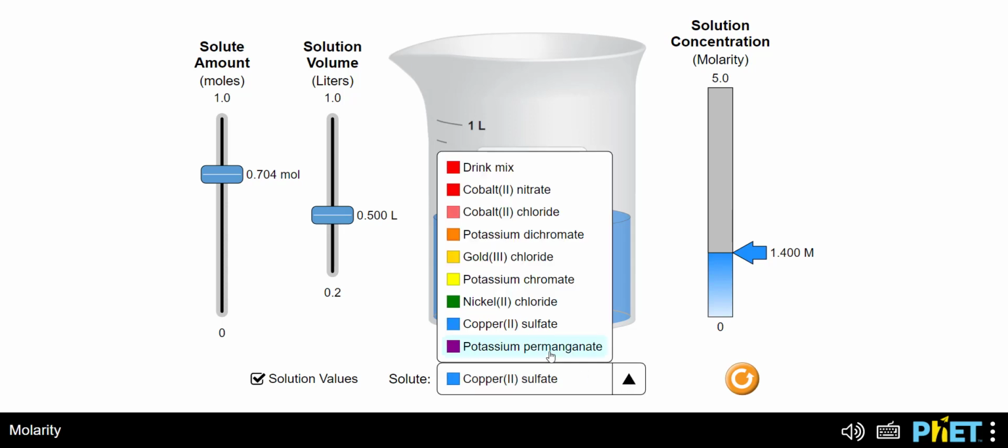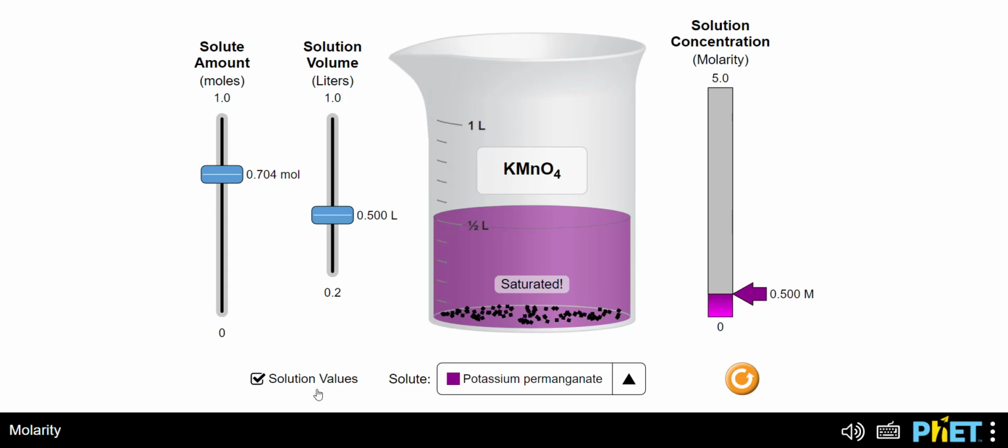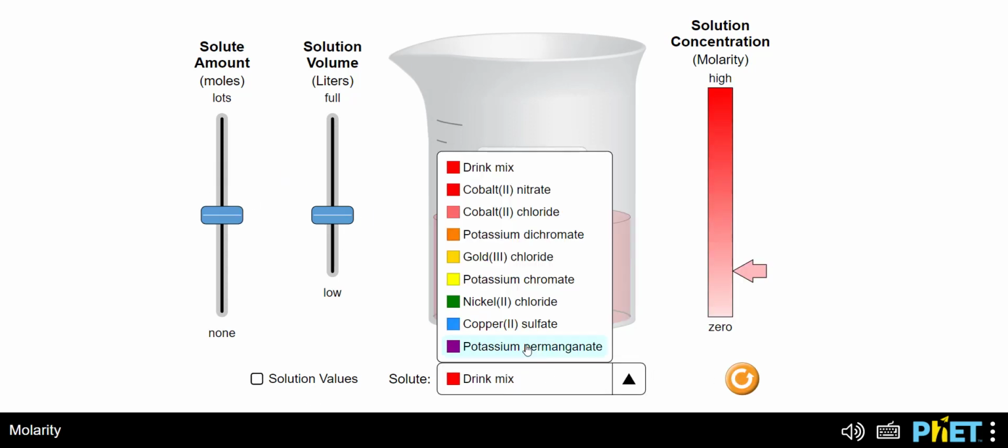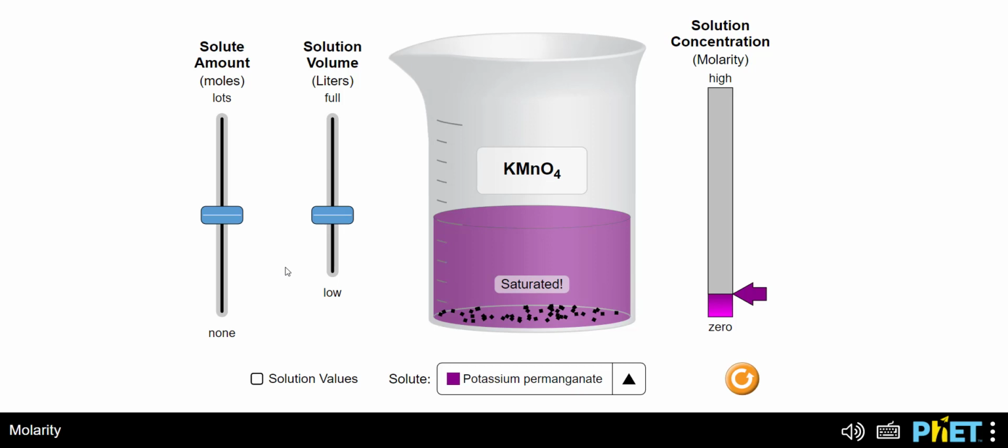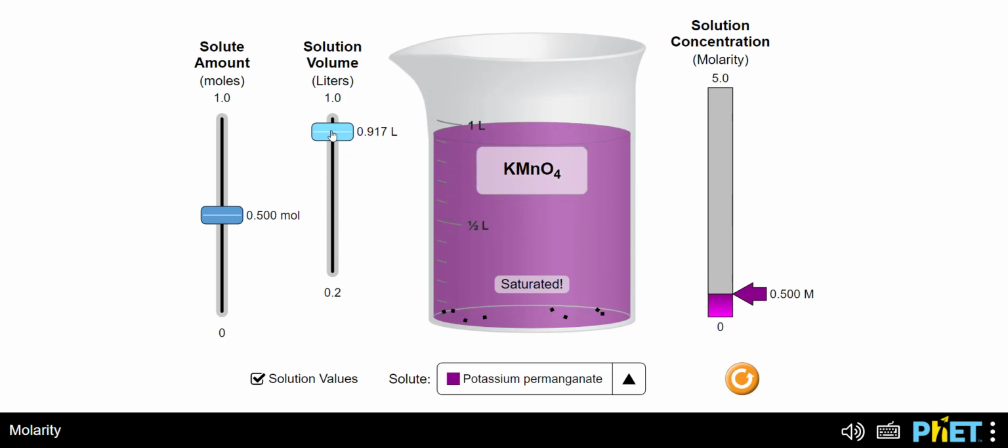Okay, and then potassium permanganate. Whoa, hold on, reset. Potassium permanganate. This one's already saturated at the starting condition, so we're going to need to find what that point is. The saturation point here is 0.5 molar. So that means that there's half a mole per liter. This is half a mole in half a liter. So if I increase the volume, bingo, there's my saturation point. It's right there. 0.5 molar means half a mole in 1 liter. That's what it means. 0.5 moles per liter.